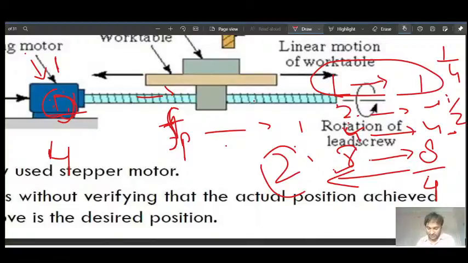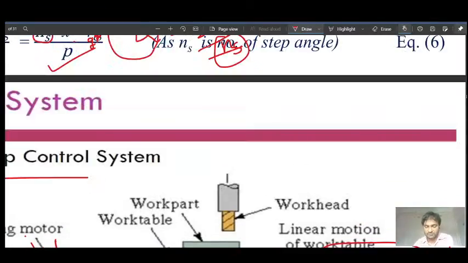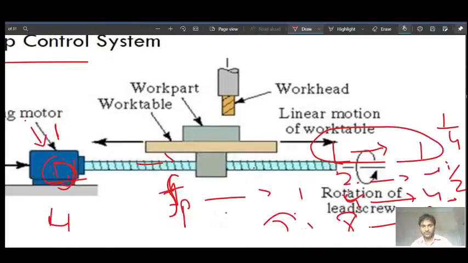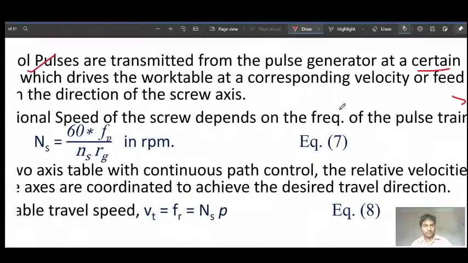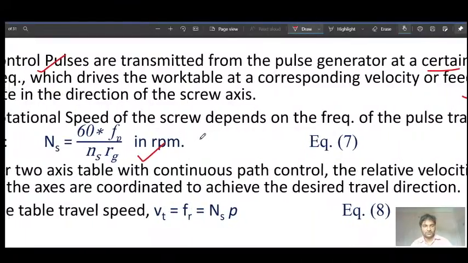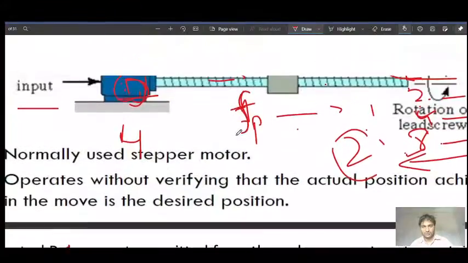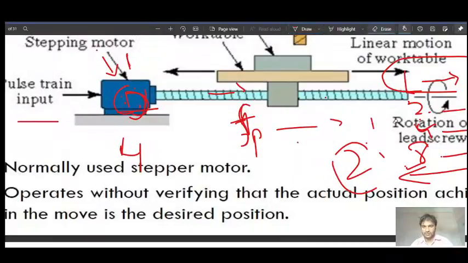Correct. Same way, we are going to establish a relation. This relation. So I was talking about this one.